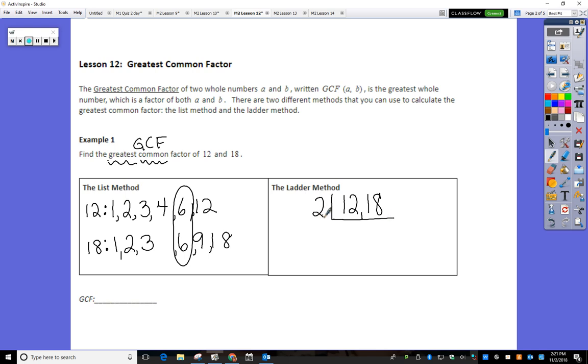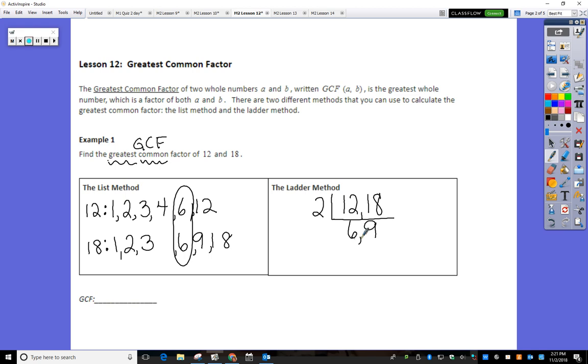I would put 2 outside the upside down division bracket, and I'm going to divide it into both numbers. So 2 goes into 12 6 times, 2 goes into 18 9 times. That leaves me with a 6 and a 9. I'm going to repeat the same process that I just did.